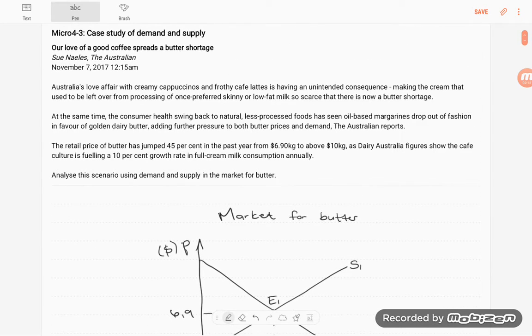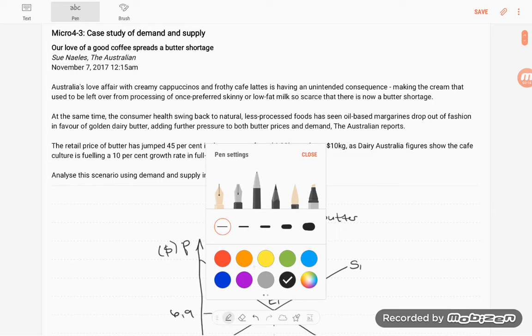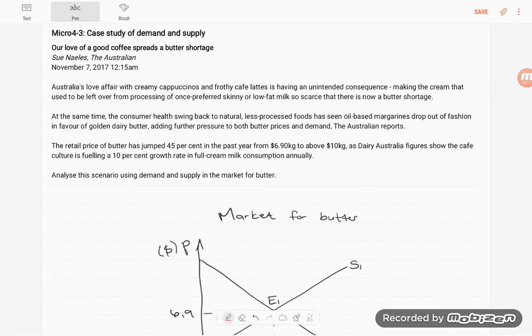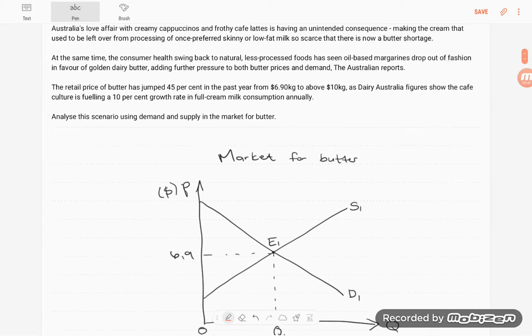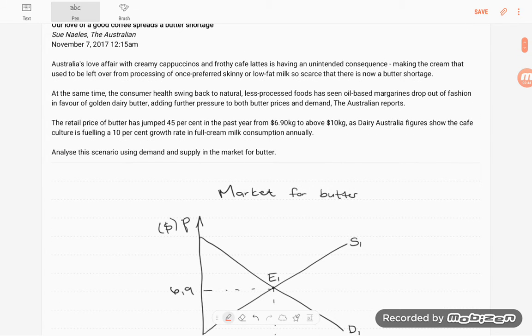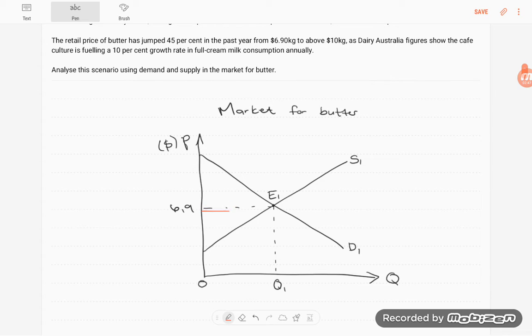Now let's go back. The first paragraph tells us that because they use full cream milk for cappuccinos and lattes, the cream that used to be left over from processing once preferred skinny or low-fat milk has now become scarce. That cream is used for butter. What happens if we have less input for butter? It means our supply curve of butter is going to decrease.